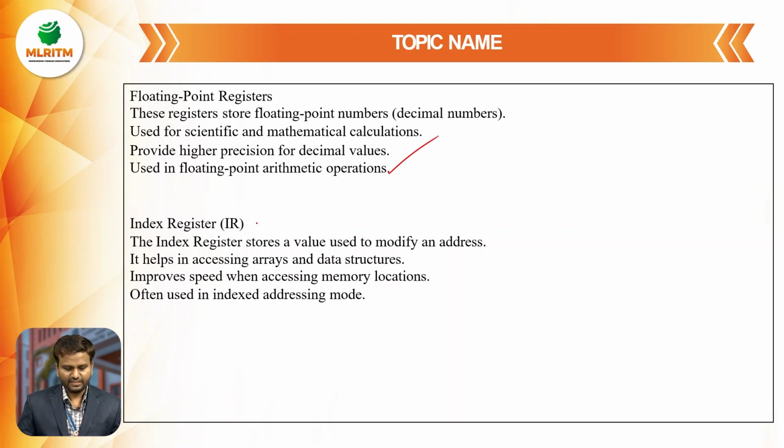An index register stores a value to modify an address. It will modify the address, and it helps in accessing arrays and data structures. It will improve speed when accessing memory locations. When we are accessing a memory location, the speed will be increased. It is often used in indexed addressing mode.